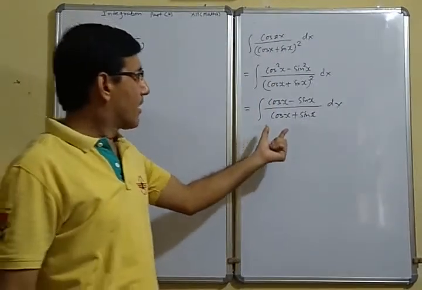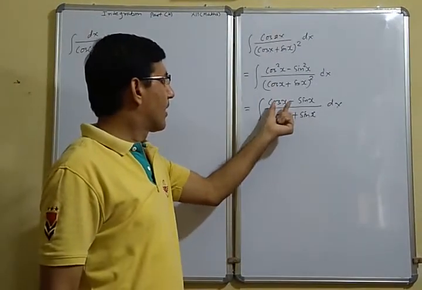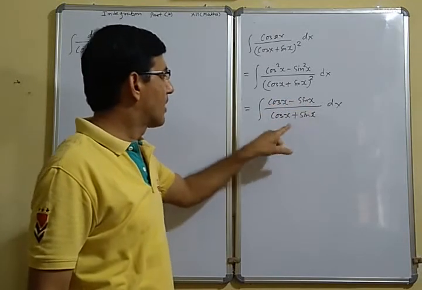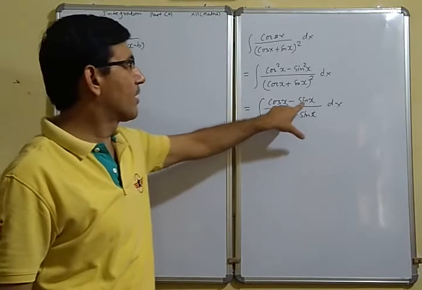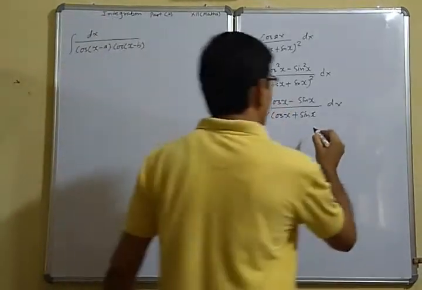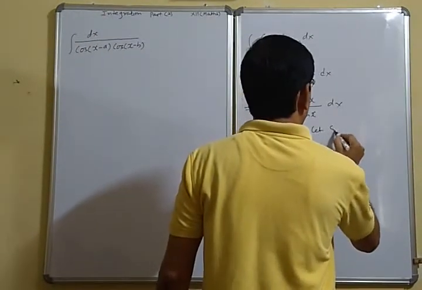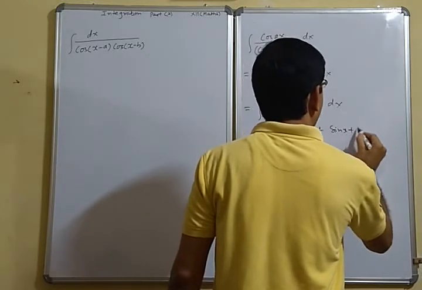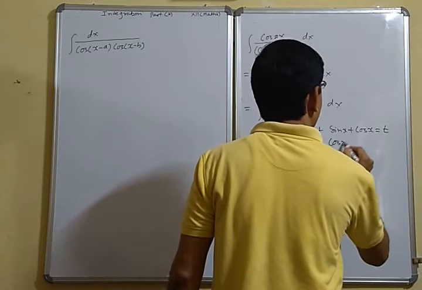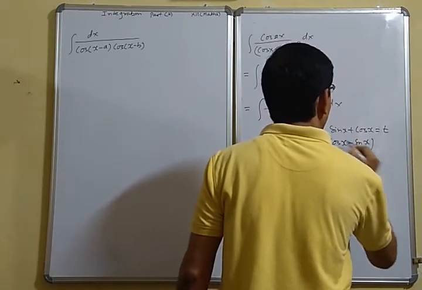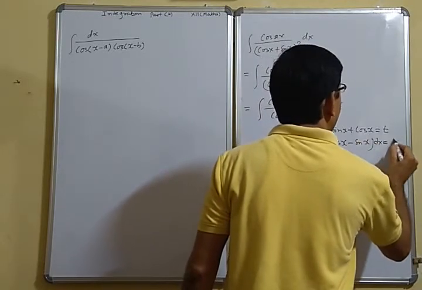Again, now let us see here, in the denominator cos x plus sin x, and in the numerator cos x minus sin x. The differentiation of sin x is cos x, and the differentiation of cos x is minus sin x. So again we substitute here: let sin x plus cos x be equal to t, so that cos x minus sin x dx becomes dt.